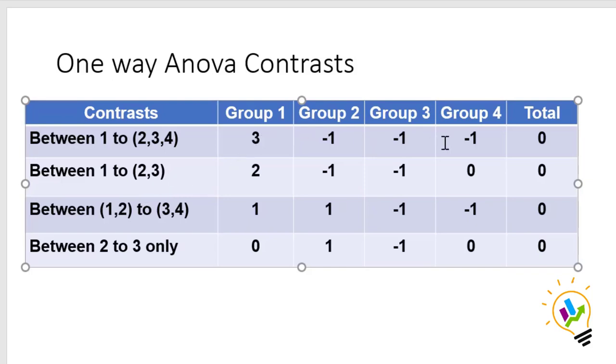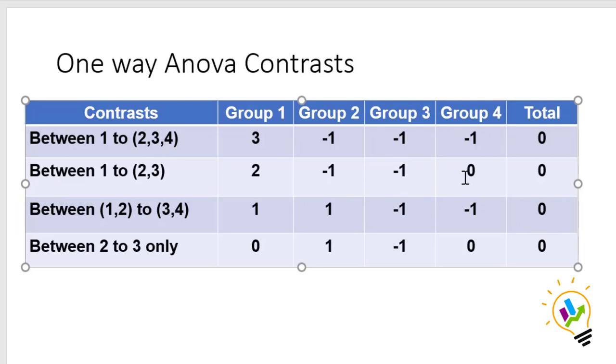These values are called coefficients. If you want to compare between 1 and 2, 3, 4, then you must give coefficients like this. For group 1 you give 3. For 2, 3, 4 give -1, -1 and -1, so that the total of the coefficients becomes 0. If you want to compare between 1, 2, 3 but 4 is not there, what you must do is give 1 to the first group, you give 2, and for the second and third group you give -1 and -1.